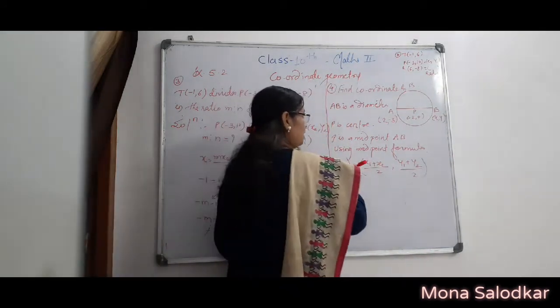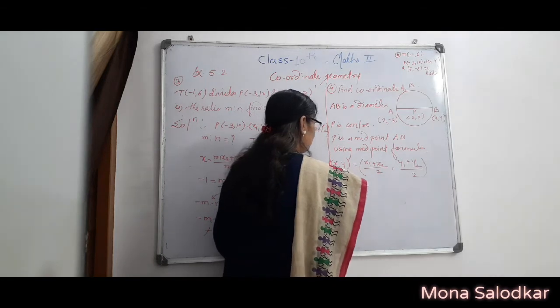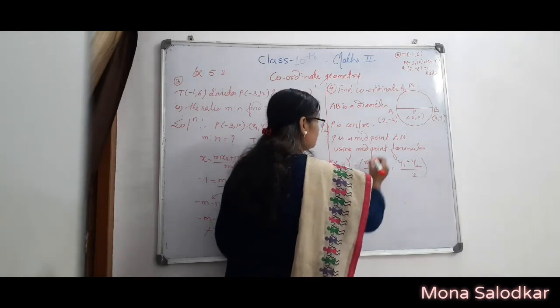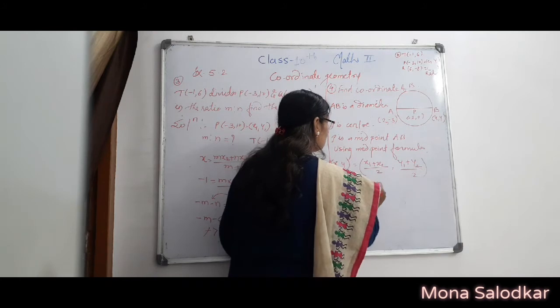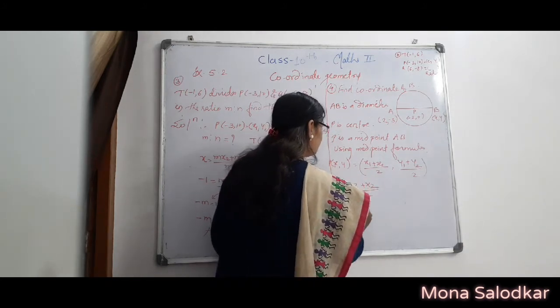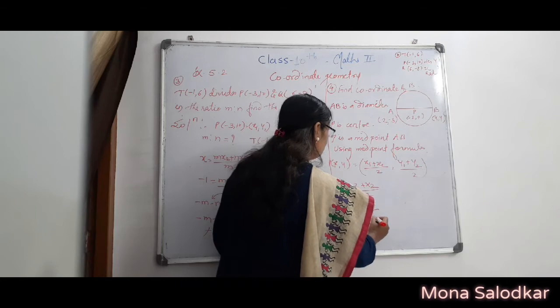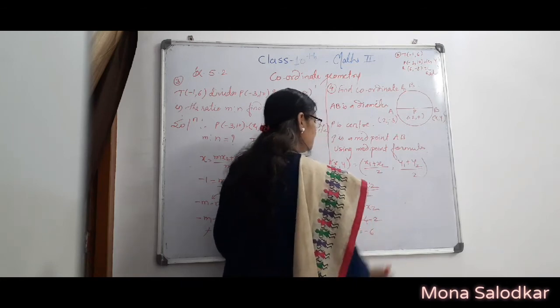Now put the values. X is minus 2. So take x is minus 2, x1 is 2, x2 you have to find out. Now cross multiply: minus 4 is equal to 2 plus x2. Take 2 here. So what you get? x2 is equal to minus 4 minus 2, that is minus 6.